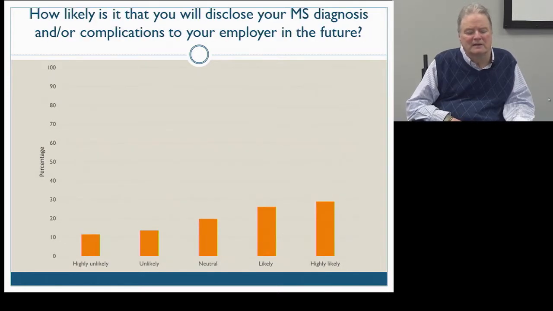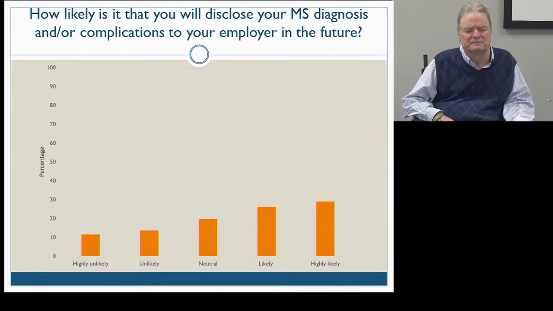And lastly, how likely is it that people will disclose either their diagnosis or their complications? People may disclose some things and not others. You can see that a portion of people, over 10%, say highly unlikely, and another about 15% or so say it's unlikely. A lot of people don't know. And again, there is a group that is comfortable disclosing, and if you disclose, you are then able to request accommodations. So that's why it's such a critical issue.